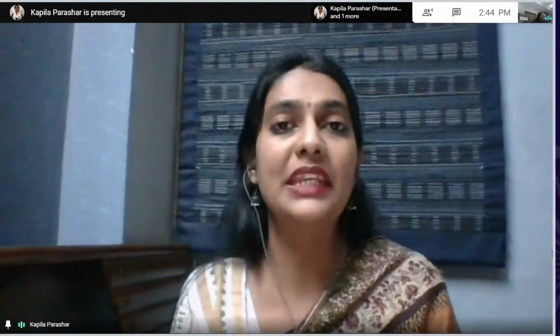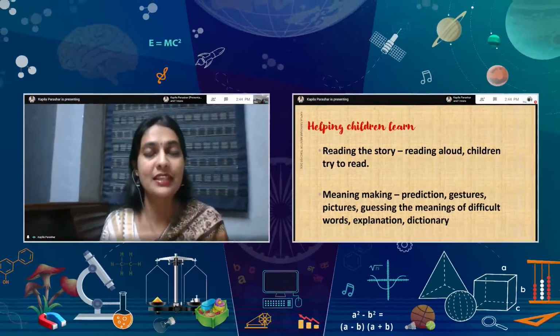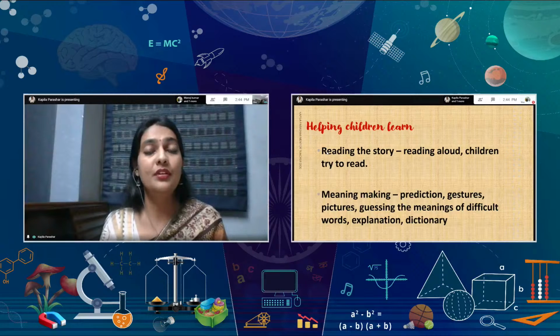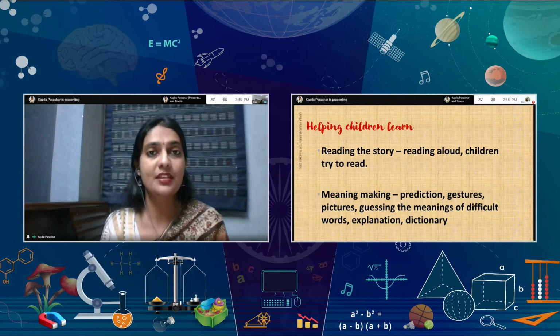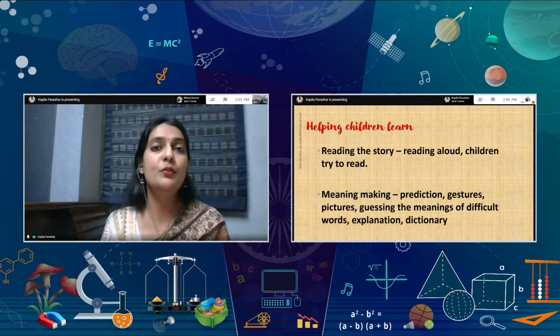Okay. And then would come the second part, that is, the meaning making part of the reading process. Students would be worried about how to make meaning of the written words there, and if there are some difficult words, how to go about them. So as a teacher or a parent or an elder helping the children with this meaning making process, there are a few ways this could be done.